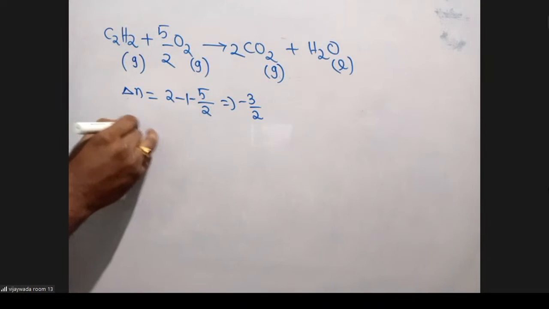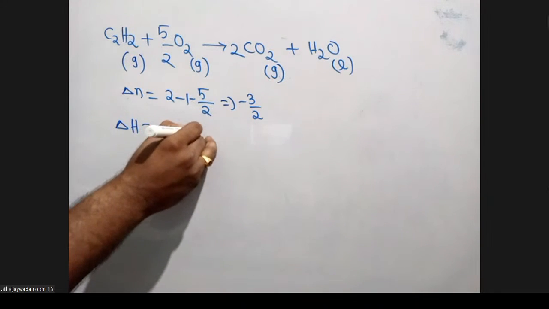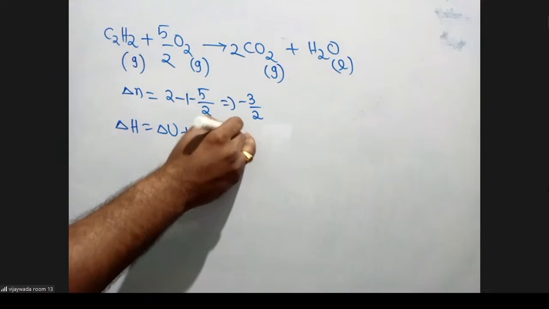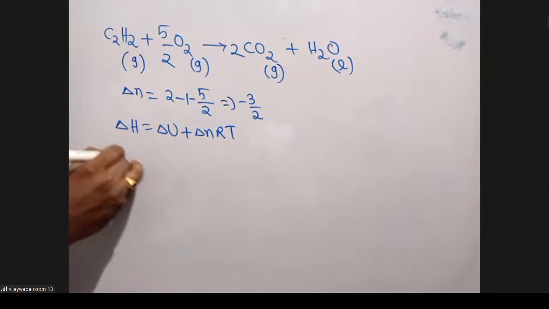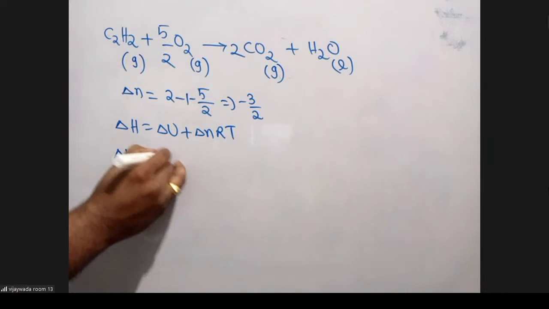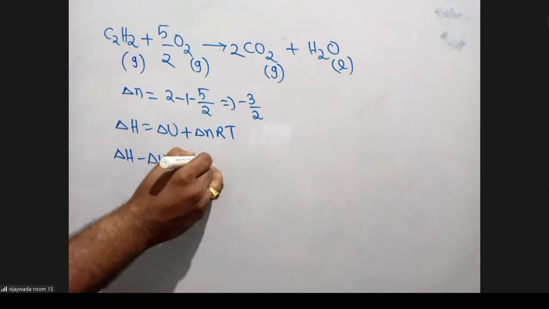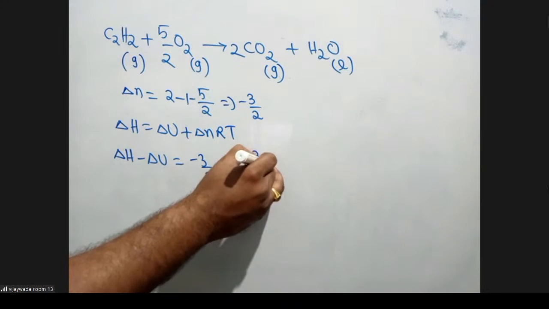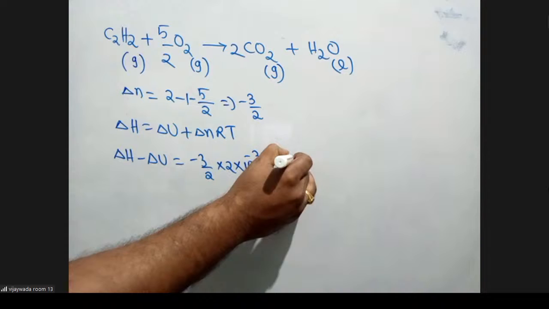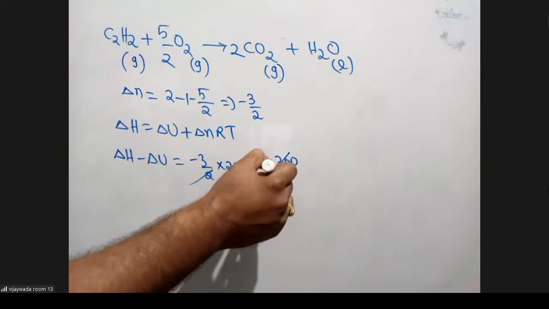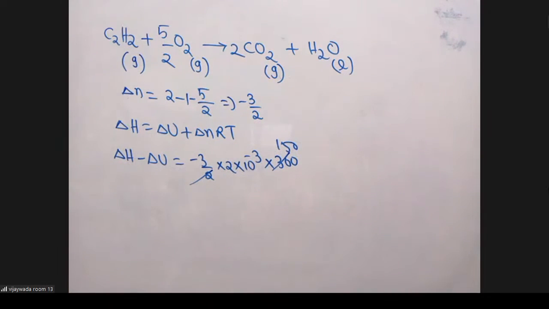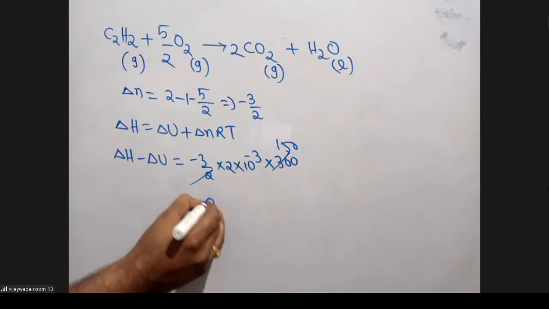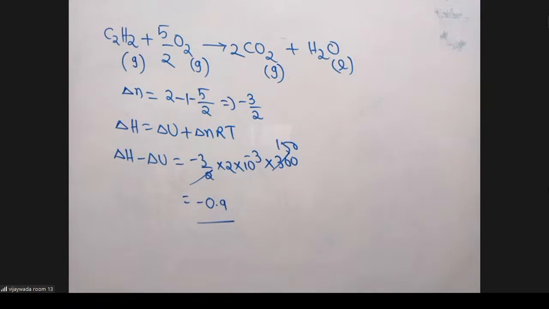Delta H equal to delta U plus delta nRT. Delta H minus delta U: delta n value minus 3 by 2, R value in kilocalories 2 into 10 to the power of minus 3, temperature 300. If you solve this, you will get 0.9 kilocalories per mole. Understood?